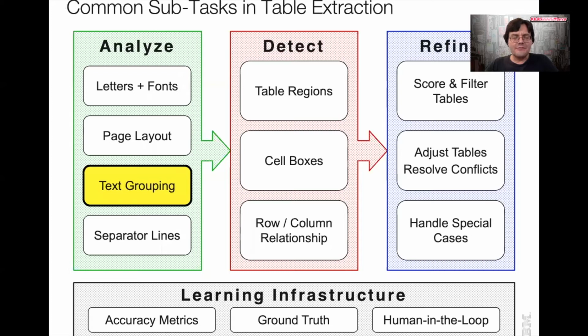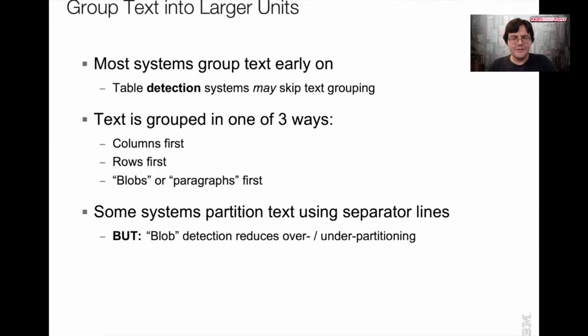Next subtask is going to be grouping text into larger units. Many table extraction algorithms group text into larger units. Could be those that group text into columns, those that group text into rows, or those that group text into blobs or semantically bound paragraphs of text. Of course, not all algorithms do that. Some rely on white space and ruling lines only.